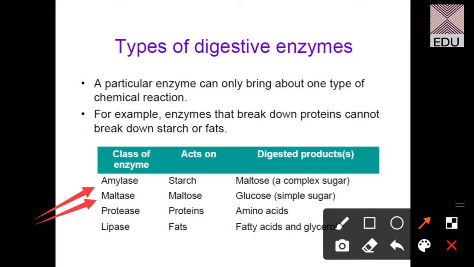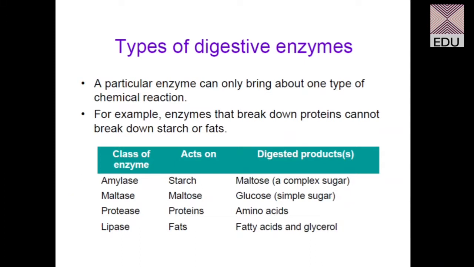So the starch will give rise to maltose and maltose will give rise to glucose at the end. So glucose will be the end product of the digestion of starch. Now the second class of enzymes are the proteases. Proteases act upon the proteins to form amino acids. Those are the end products. And the next class is the lipase. Lipases act on fats and give us fatty acids and glycerol.